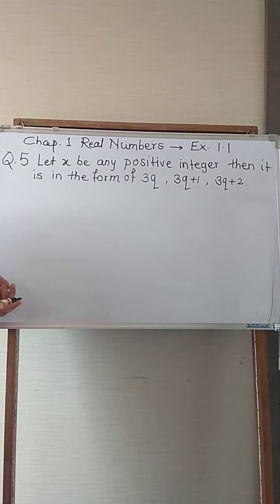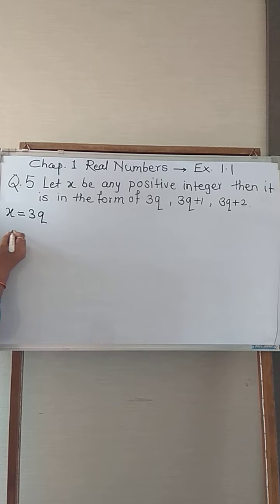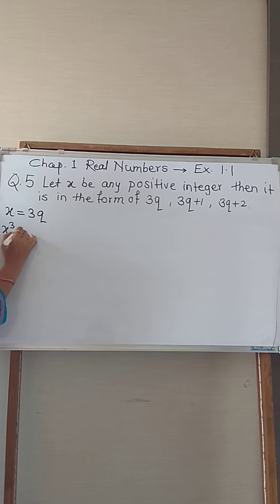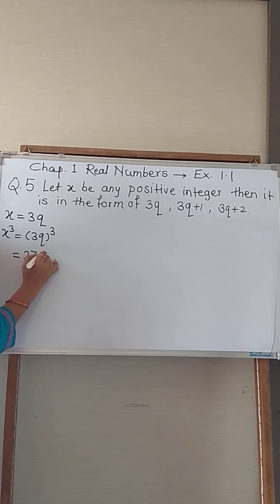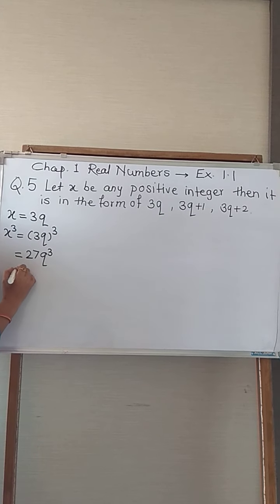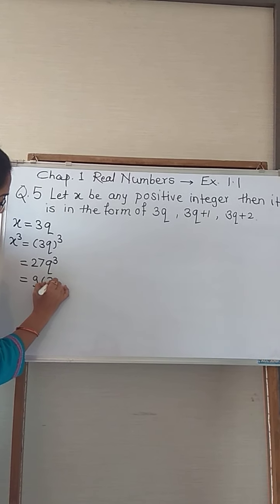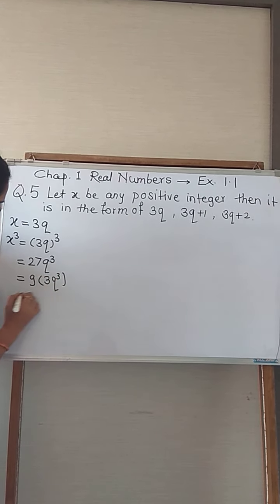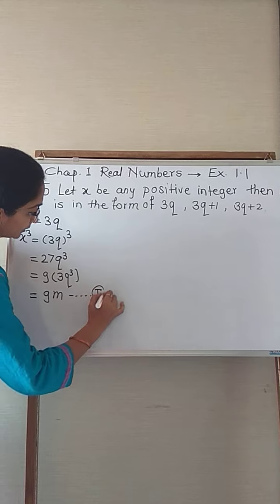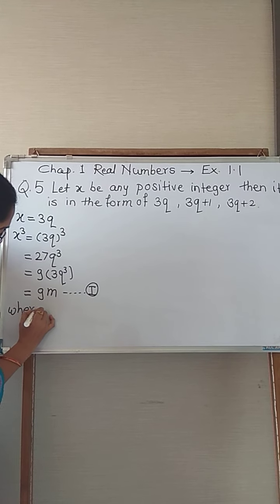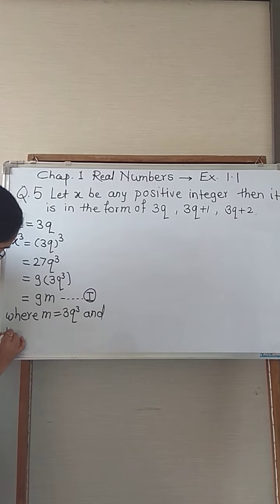Now we have to find its cubes. So for that, consider first x is equal to 3q. Now taking cube on both sides, x cube is equal to (3q) cube. 3 cube is 27, and q cube. Now here you can take 9 outside the bracket and write in the bracket 3q cube. So this is in the form 9m. This is our first equation, where m is equal to 3q cube and m is some integer.